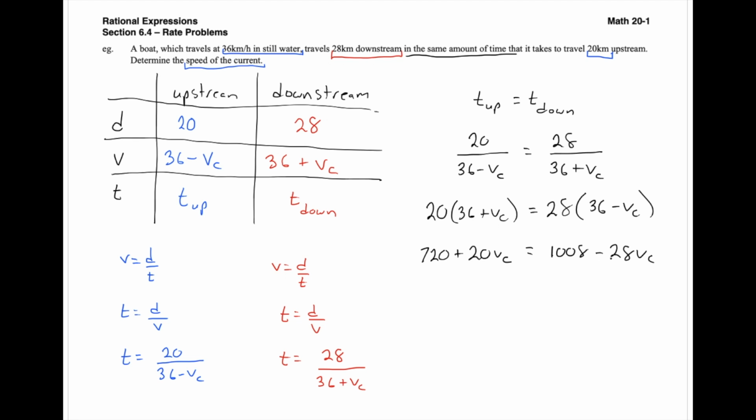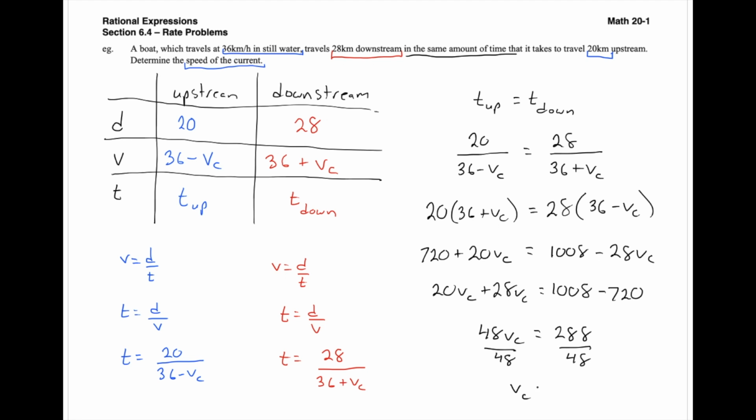And I just need to collect my terms. So I can take this negative 28 VC and add it to the other side. And so then I'll get 20 VC plus 28 VC. And then I'll take this 720 and move that to the other side by subtracting it from both sides. So I get 1008 minus 720. So this will give me 48 VC. 1008 minus 720 will give me 288. And I can just divide both sides by 48, and that will give me the speed of the current.